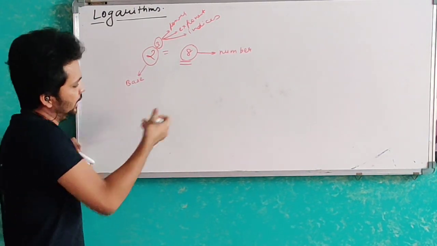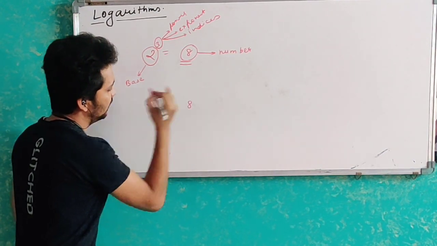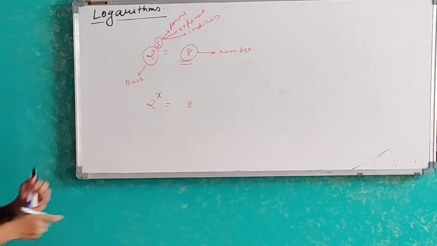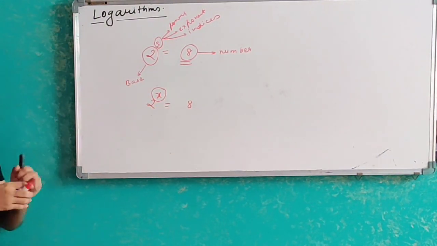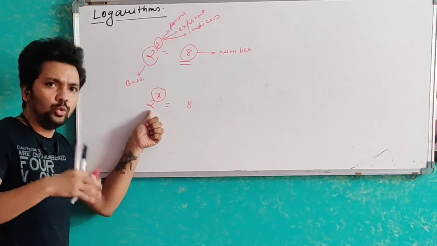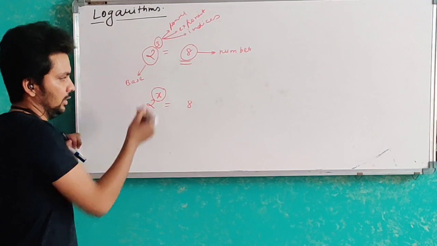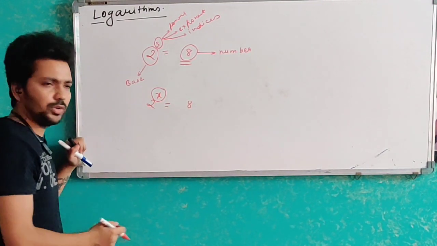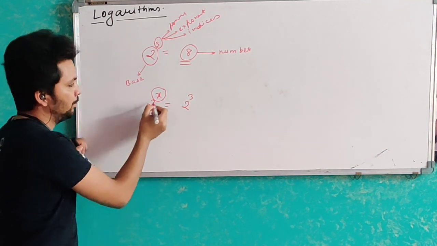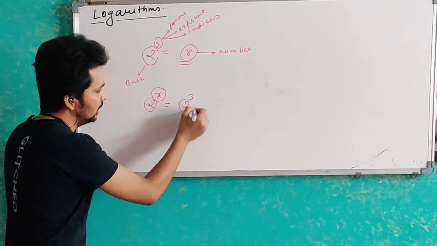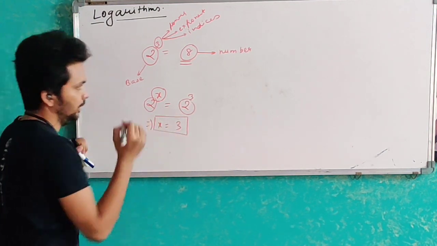Similarly, if I have a question, 2 raised to x is 8, and I want to calculate this x, so 2 raised to what gives me 8? This is a very simple question. What will you do? You will write 2 raised to 3. The base is the same, so simply you can write x is equal to 3.